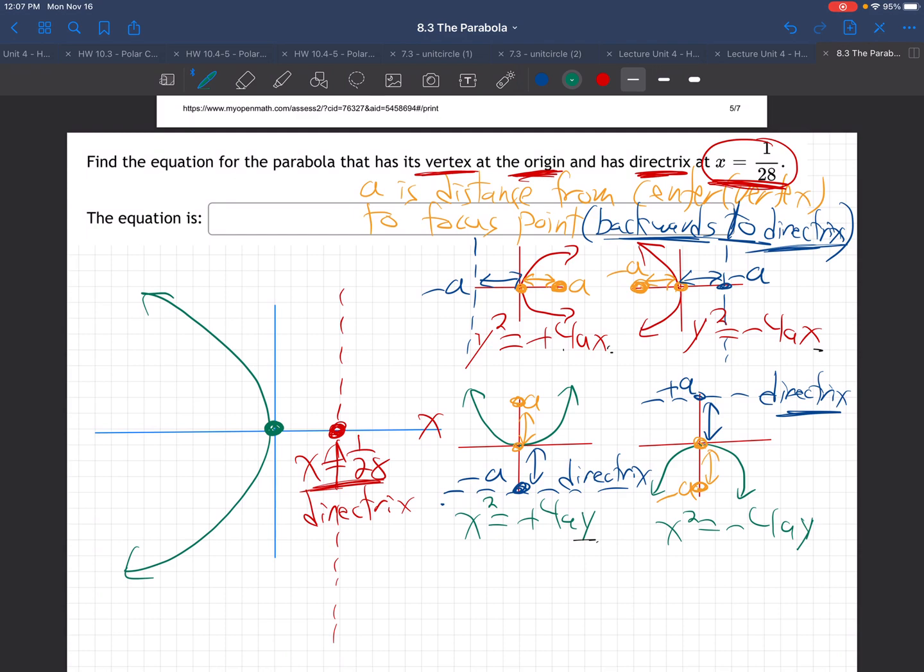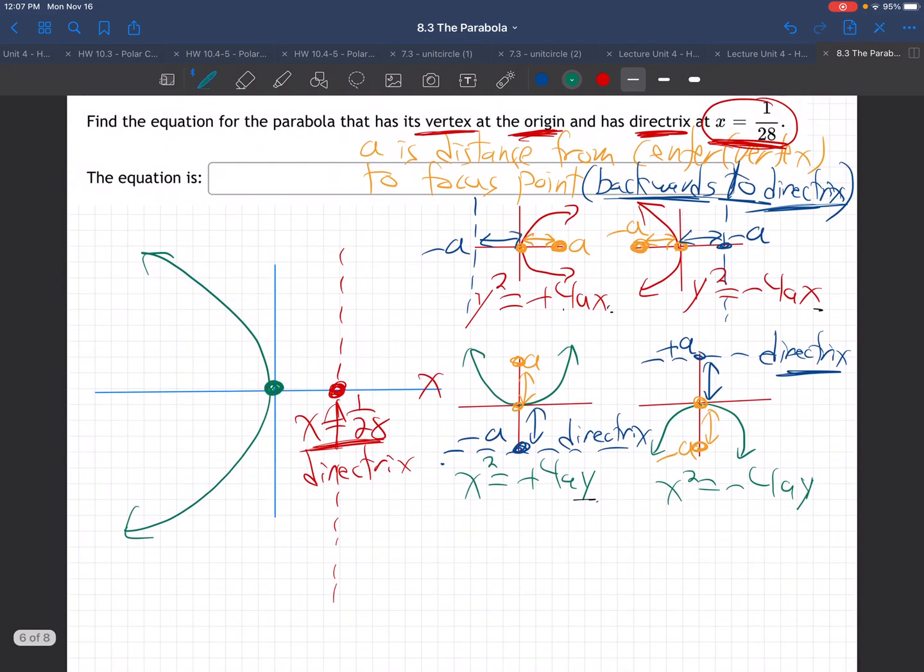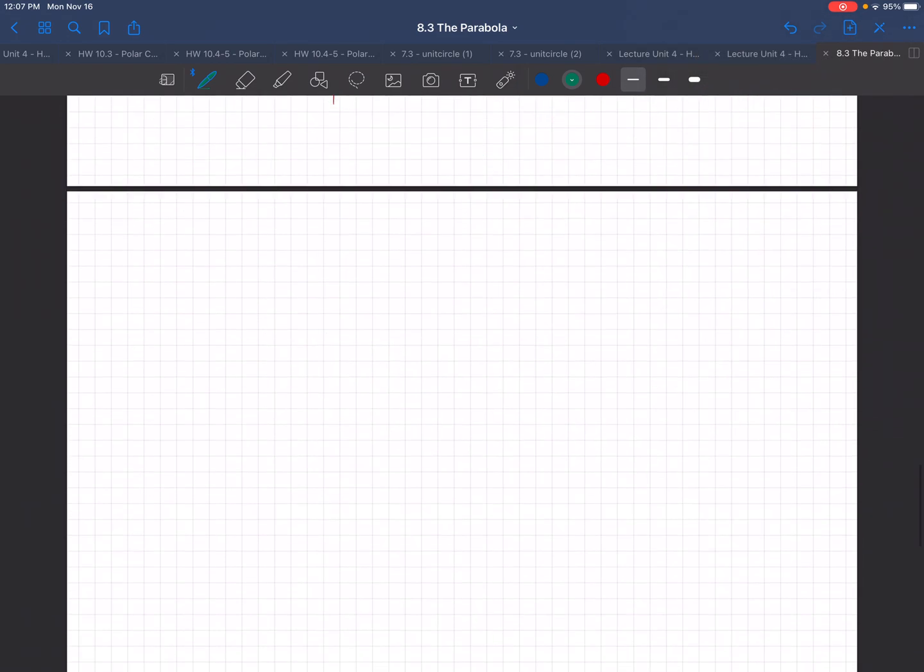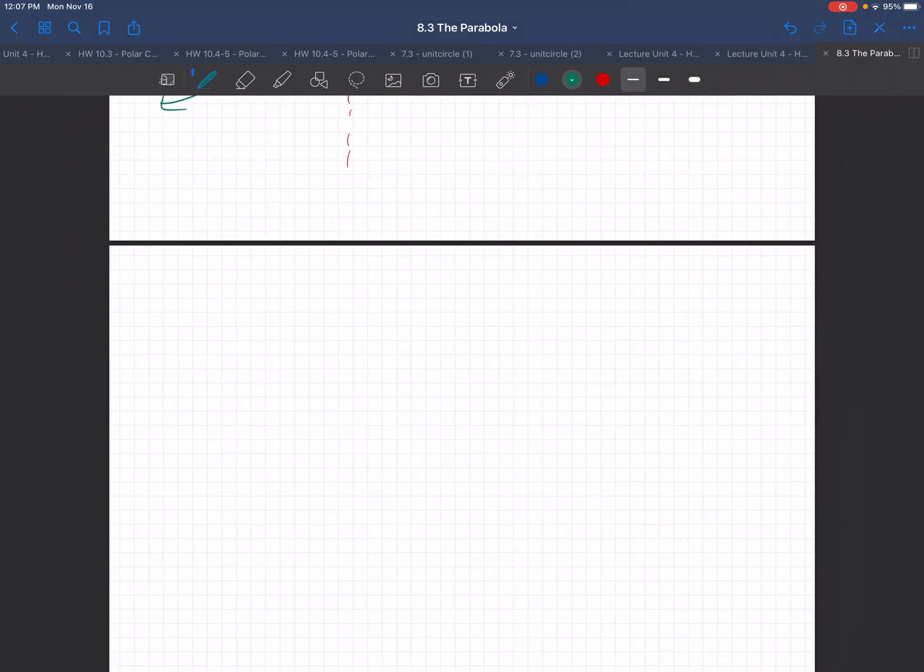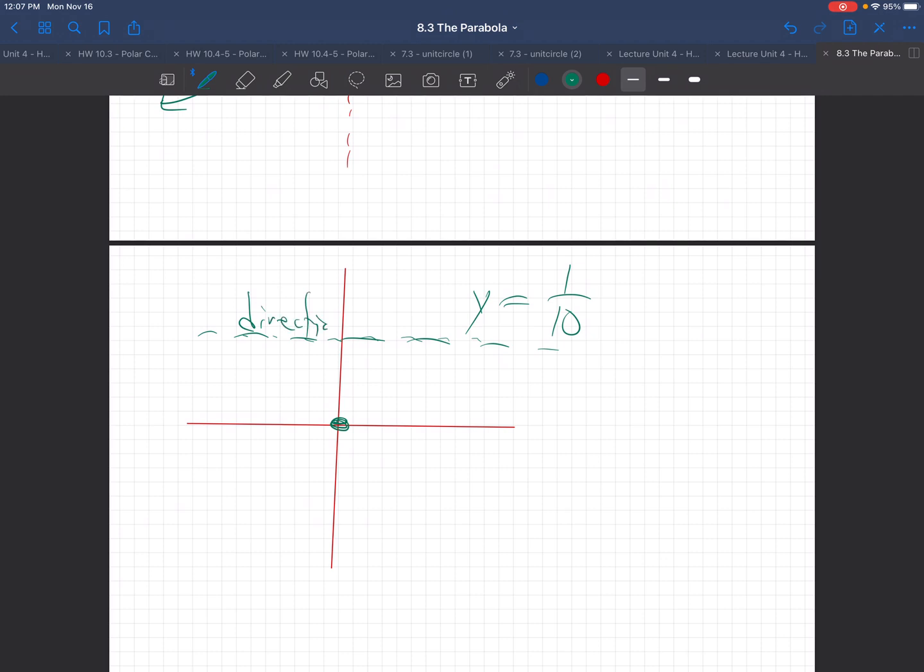Now, on your example, it's going to randomize, and it's good to practice more than one of these so you get really good at this. You might get one centered here at the origin, and you might get one that's up here. They might tell you y equals 1/10 or whatever, and that'll be your directrix line. If that were the case, then your parabola would go down, wouldn't it? Because the directrix line is always behind the parabola. And then the focus point will be inside.